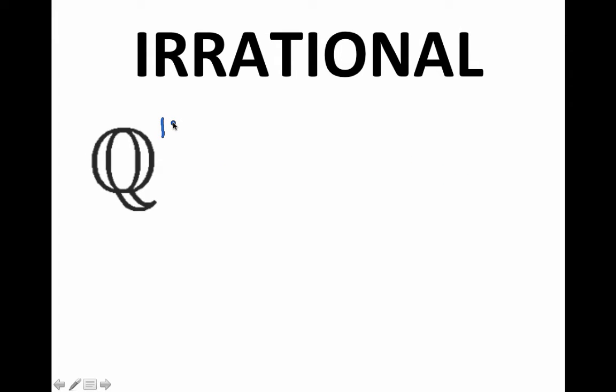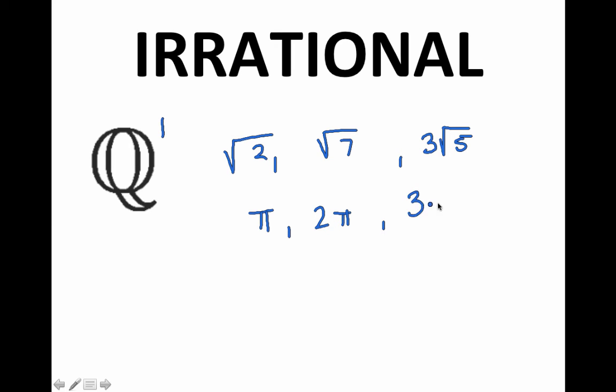And then for irrational numbers, we use the letter Q again, but with a sort of apostrophe. That means it's a number that's not rational. And those are numbers that, when put into a decimal, never repeat and never terminate. So we're talking about the square root of 2, or the square root of 7, or 3 times the square root of 5, or even pi. 2 pi, 3 pi, maybe pi over 2. These are numbers that if you put into your calculator, they are never going to repeat and they're going to go on and on and on forever.